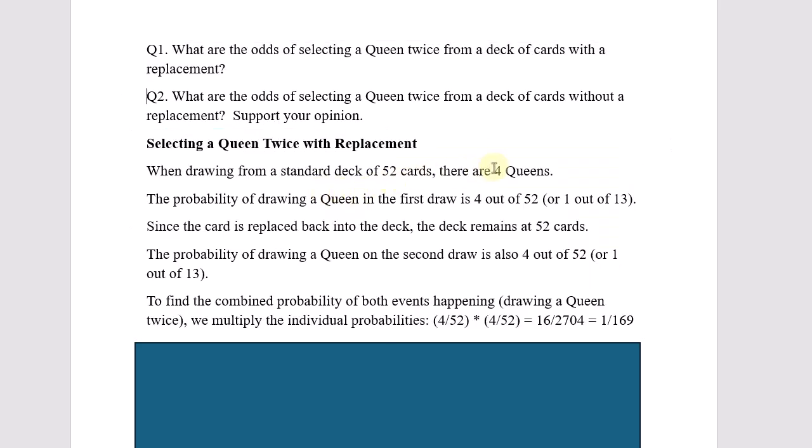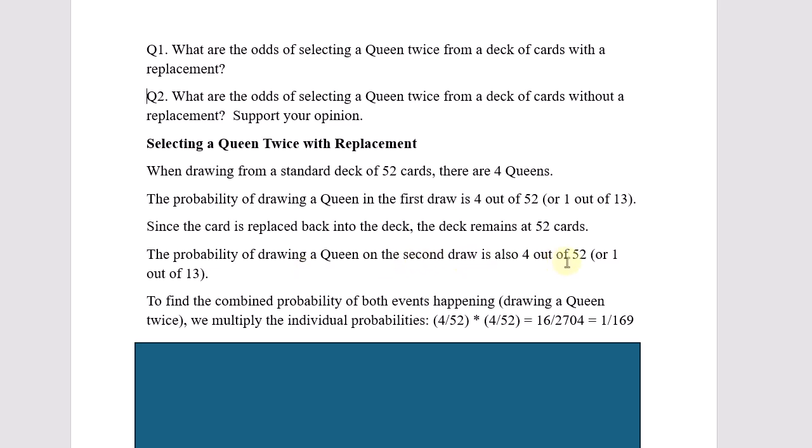All right, so if we're going to select a queen twice with replacement, remember that there are 52 cards and there are 4 queens. So the probability of drawing a queen in the first draw is 4 out of 52, which can be reduced to 1 out of 13. Since the card is replaced back into the deck, it remains at 52 cards. So the probability of drawing a queen on the second draw is exactly the same, 4 out of 52.